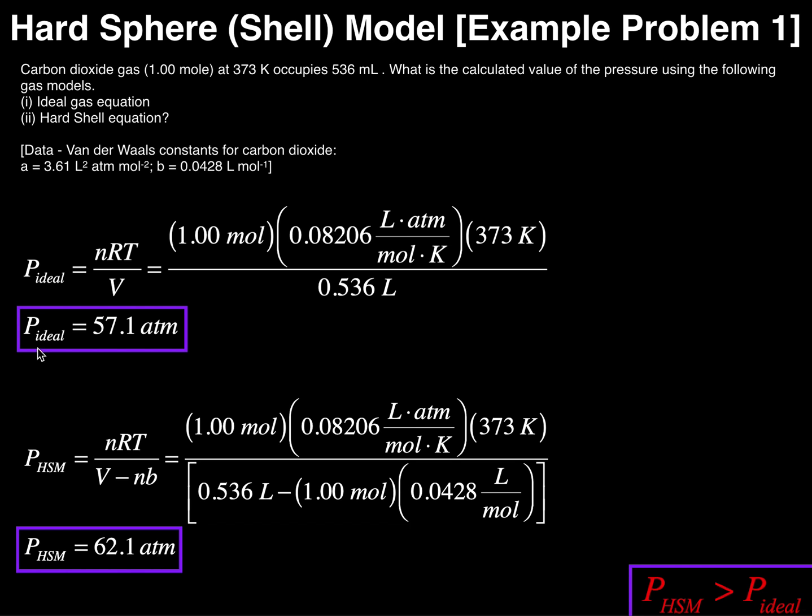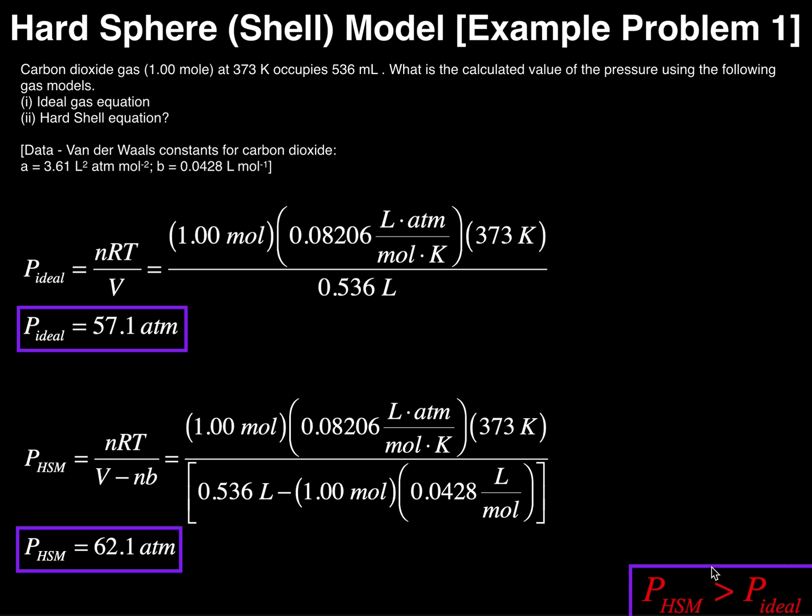And you might ask yourself, is this just a coincidence? Is this maybe the case in 50% of the cases, and the other 50% the ideal pressure is greater? And the answer is no. The hard shell model pressure is always going to be greater than that calculated with the ideal gas equation. The reason for that is because n is always positive in the denominator here, B is always a positive number, and so if you take a finite volume and subtract off a positive number, V minus nB is always going to be less than just simple V. And anytime you divide by a smaller number, the resulting quotient is larger. So that's one important thing to recognize. The hard shell model pressure for any problem you do is always going to be greater than the pressure if it was calculated using the ideal gas equation of state.